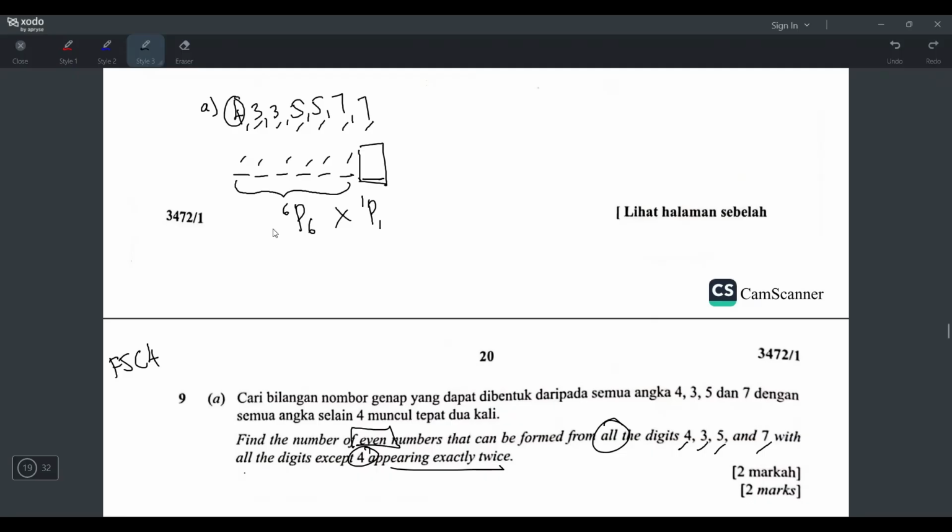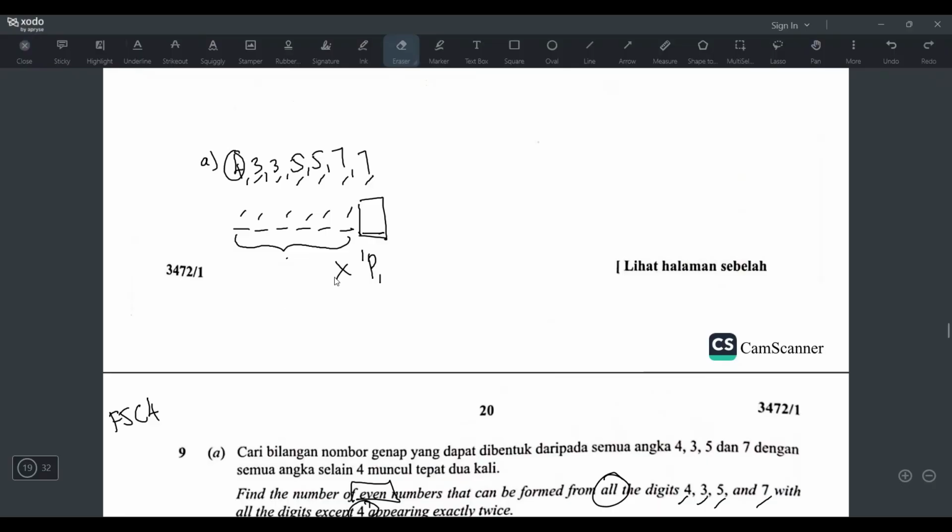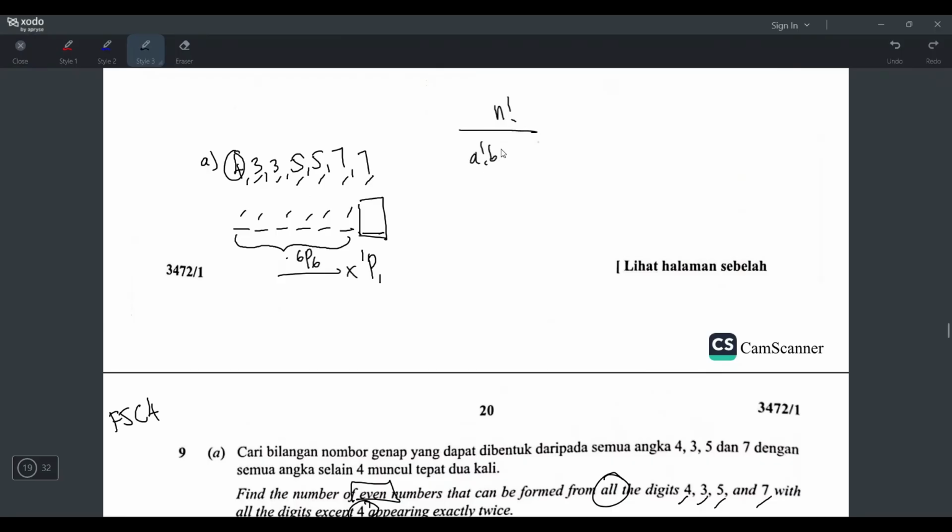Okay, but wait. You can see that these 6 digits have some identical objects. What is identical object? It means some of these repeat, right? So how do you find the permutation when there are identical objects? You have to divide by the number of identical objects. So the formula is n factorial divided by a factorial, b factorial, c factorial. And what do the a, b, c stand for? These are the number of identical objects for each set. And for this question there are actually 3 sets of identical objects, because 3 is identical, 5 also identical, 7 also identical.